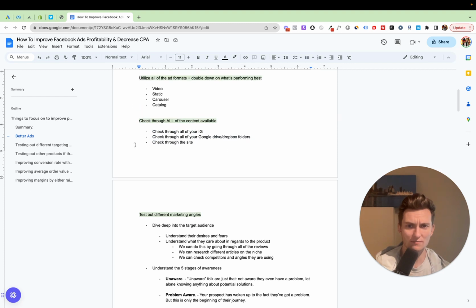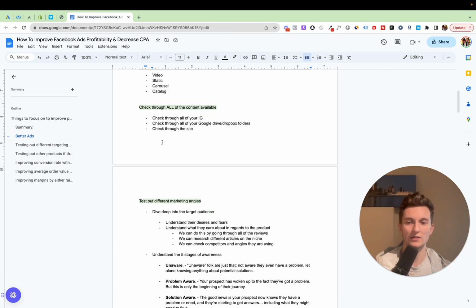Number 2 is making sure you're going through all of the content that you have available, even existing content, and trying to splice that together to make different variations of it. Go through all of your IG, check through all of your Google Drive and Dropbox folders, and check through the site, everything. Try to squeeze as much content as you can out of what you have, as well as getting new content.